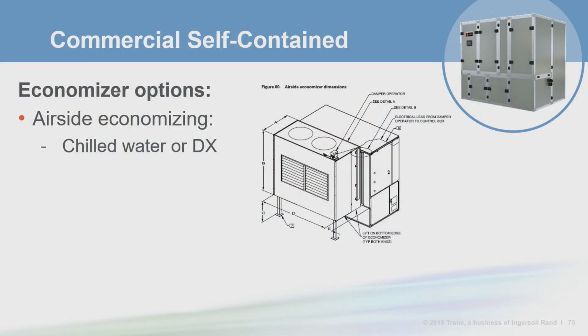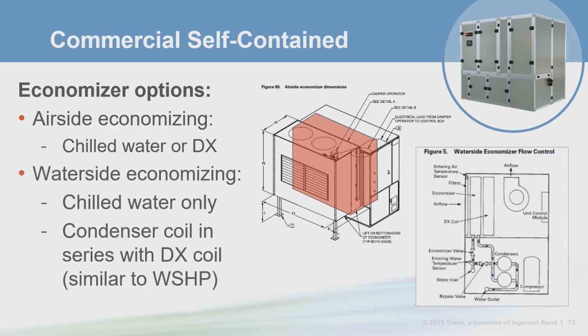Another centralized system type is a commercial self-contained unit, also known as a floor-by-floor unit. These products are available in two options, one that uses a remote air-cooled condenser and one that uses a water loop. In the case of the former, an airside economizer is an option. In the case of the one that uses a water loop, a waterside economizer is an option. In this case, a separate water coil is added in series with the primary DX coil to enable waterside economizing, similar to a water source heat pump, which we'll discuss later. Although an airside economizer is available with a water-cooled unit, one will generally choose either airside or waterside economizing.